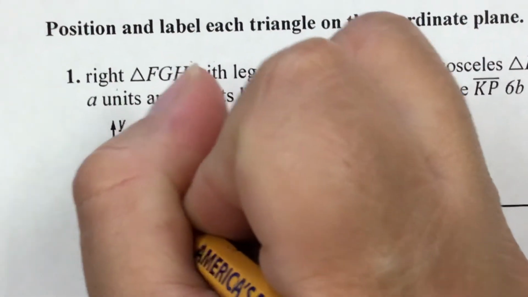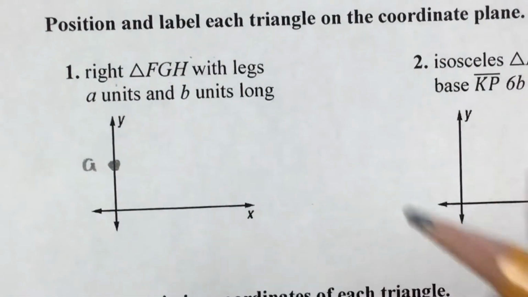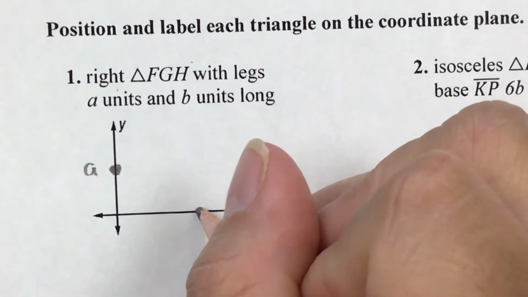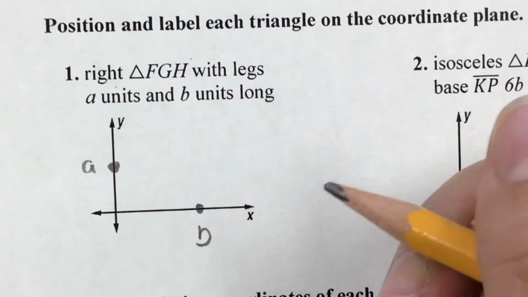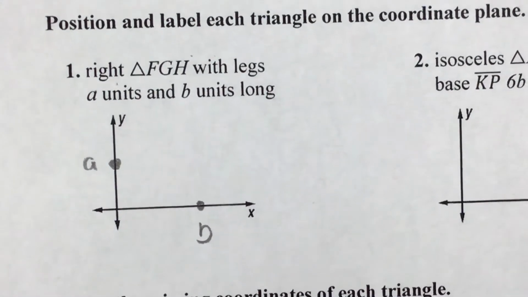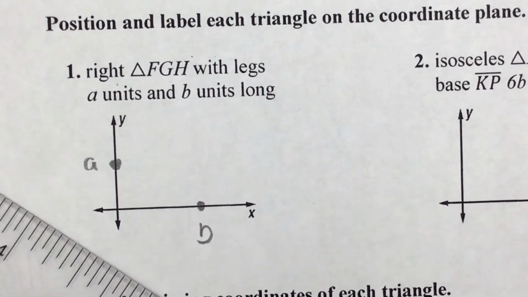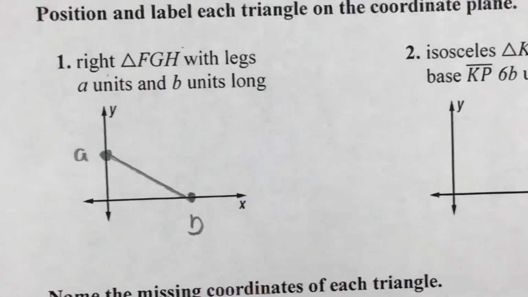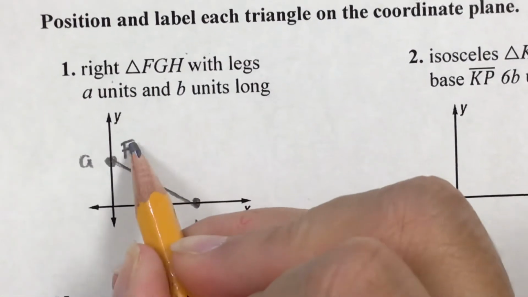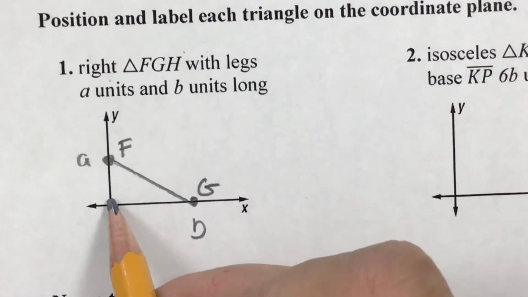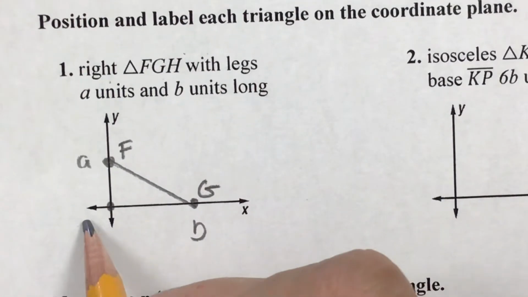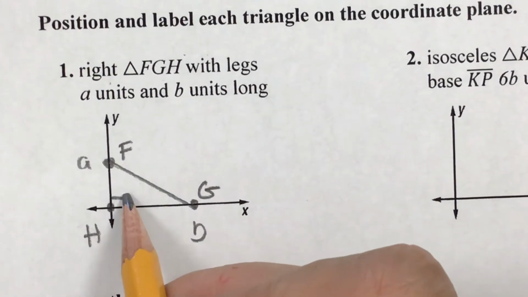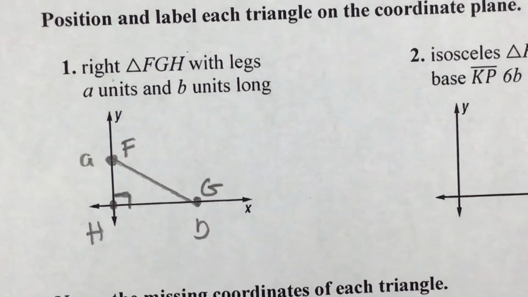So we can call this the A. And the good thing about this section is that you can make up your units, and that could be B. Reconnect it, and this is the point F, the point G, and that means that this point right here would have to be H, and we have to call it a right angle since it's a right triangle.